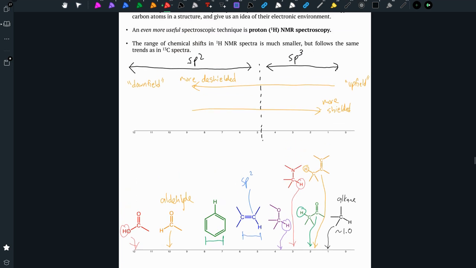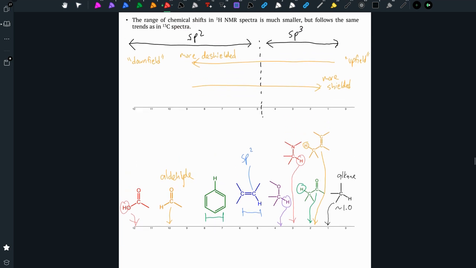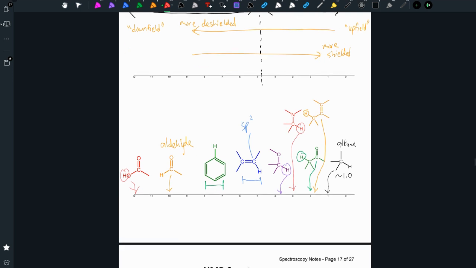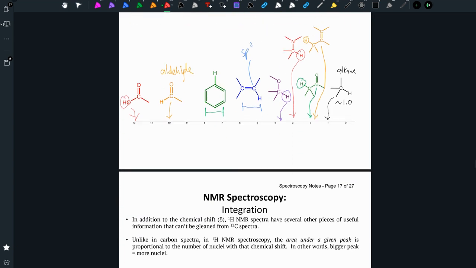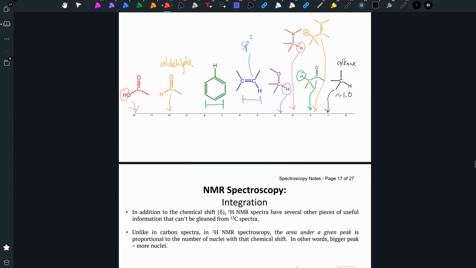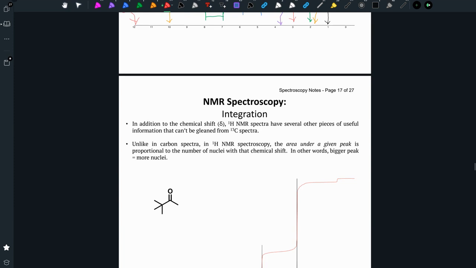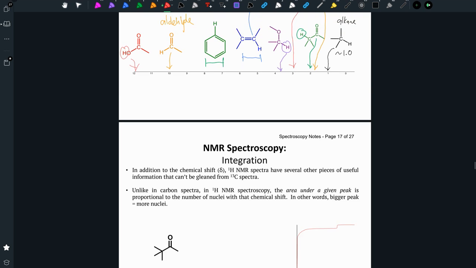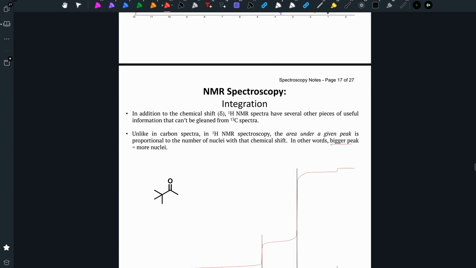The other handy thing about an NMR spectrum is it doesn't just tell you something about the chemical environment of a given hydrogen. It also tells you how many equivalent hydrogens there are. It turns out that the area under the peaks is proportional to the number of protons that are equivalent to each other. Bigger peak equals more nuclei.